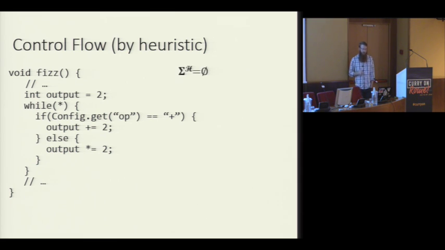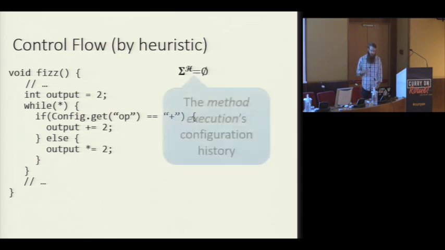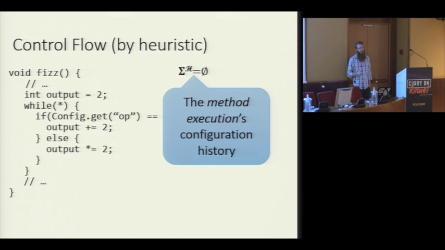We do this by maintaining the Sentinel sigma history, which is the method execution's configuration history. Unlike a regular value's configuration history, which records the options and the versions used to build a single value, this history records the options and the versions used to execute the entire method. So whenever a value is read within a method, that value's configuration history is merged with the method history, and that resulting history is then checked for inconsistencies.